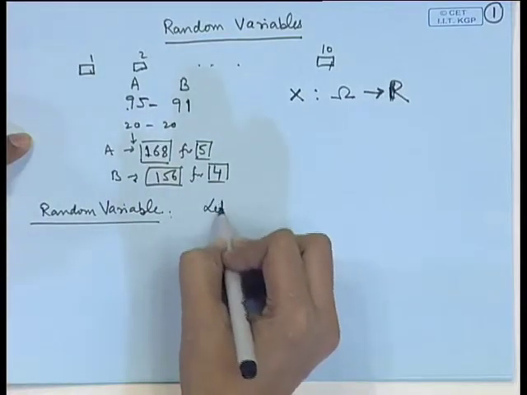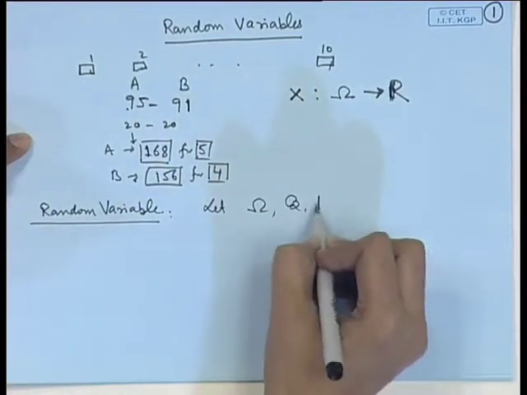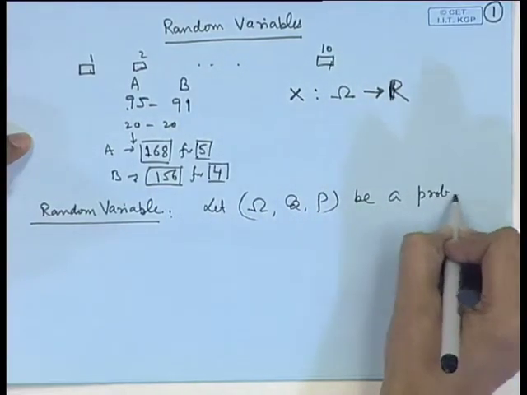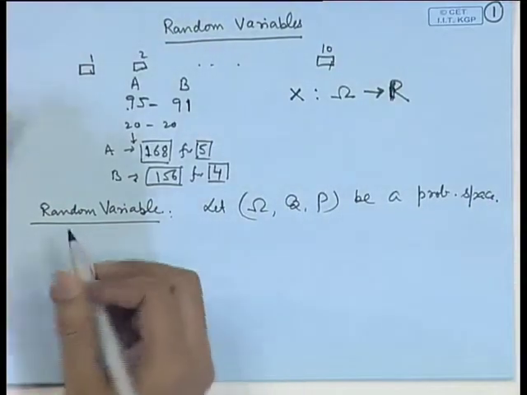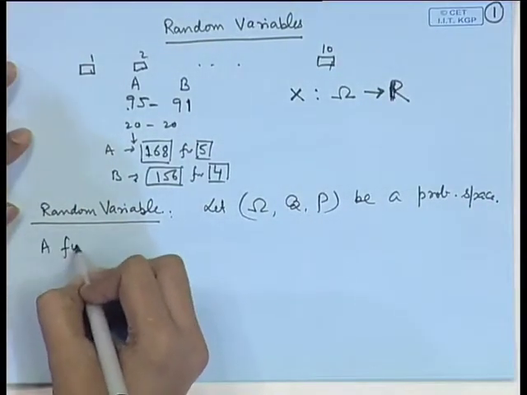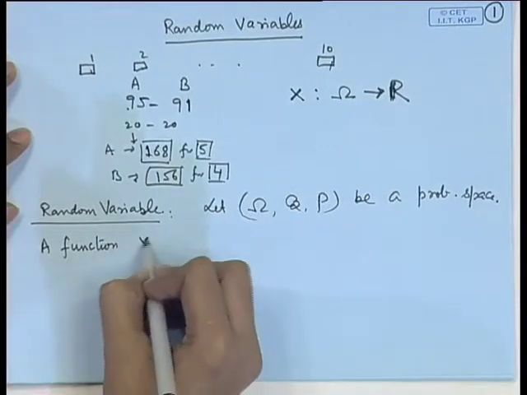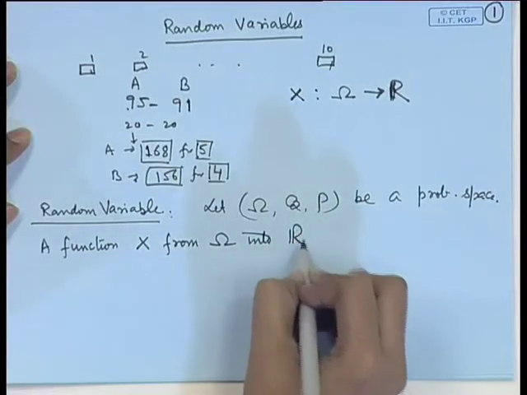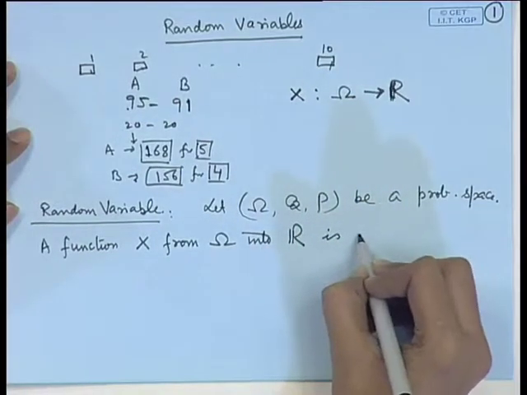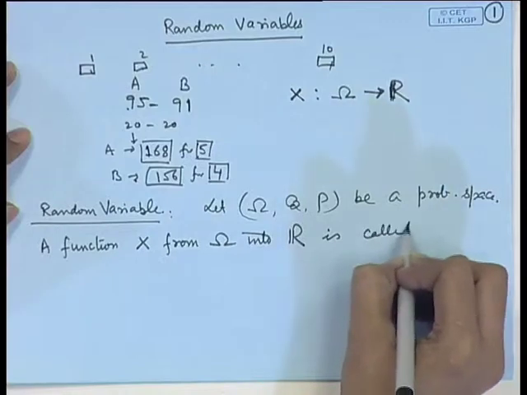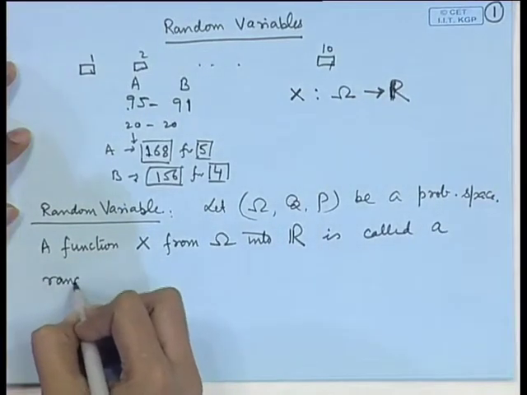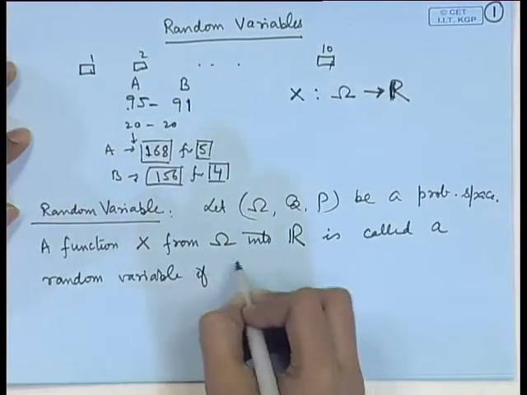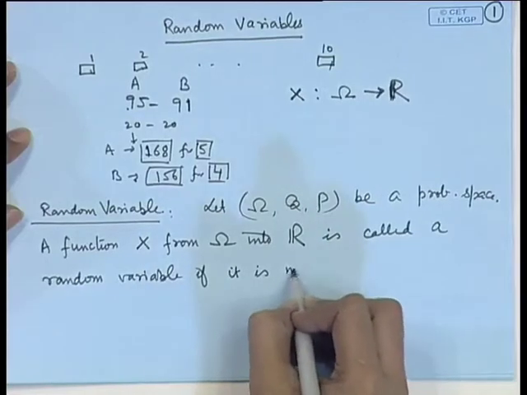So, let omega, B, P be a probability space. A function X from omega into R, R is the real line, is called a random variable if it is measurable.